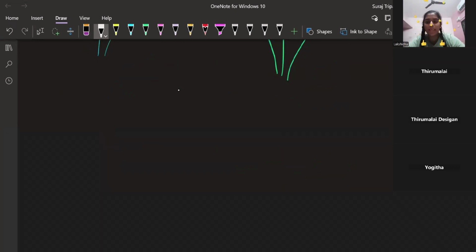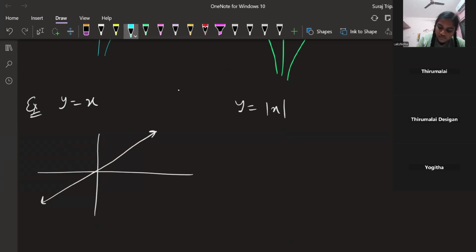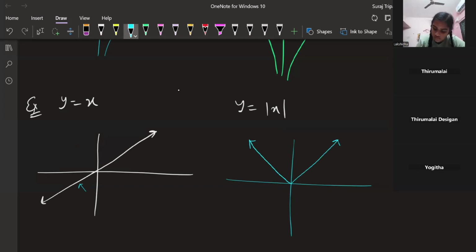Next example, suppose the function is given y equals to x. This is also one of the examples. And we need to draw the graph of y equals to mod x. So the graph of y equals to x is this one. Again, we need to draw the graph of y equals to mod x. So whatever graph is present on this side, we have to delete this. And whatever graph is present on the right side of the y-axis, we have to take reflection of the same graph. So this is the graph of y equals to mod x, right?